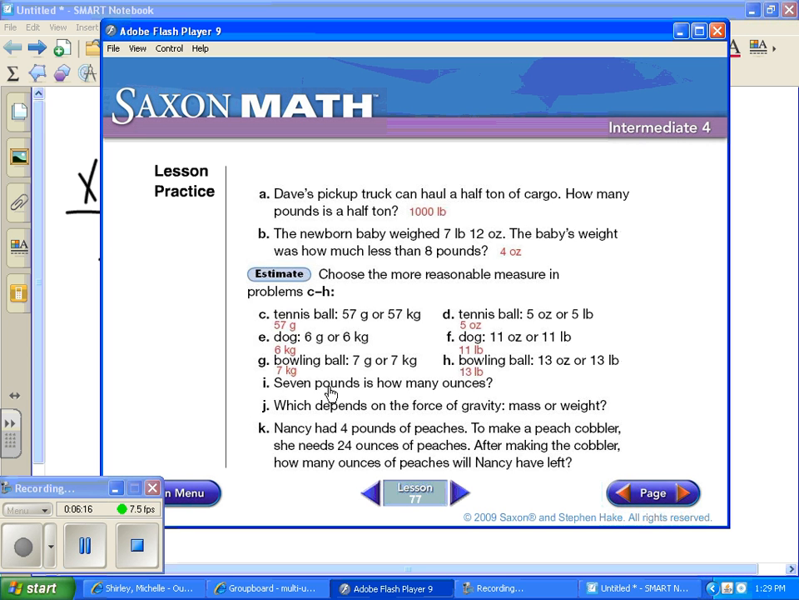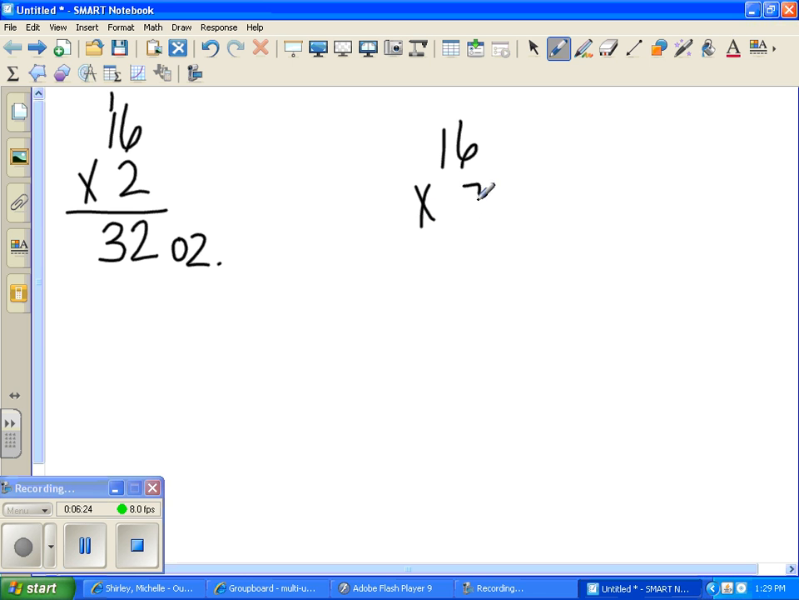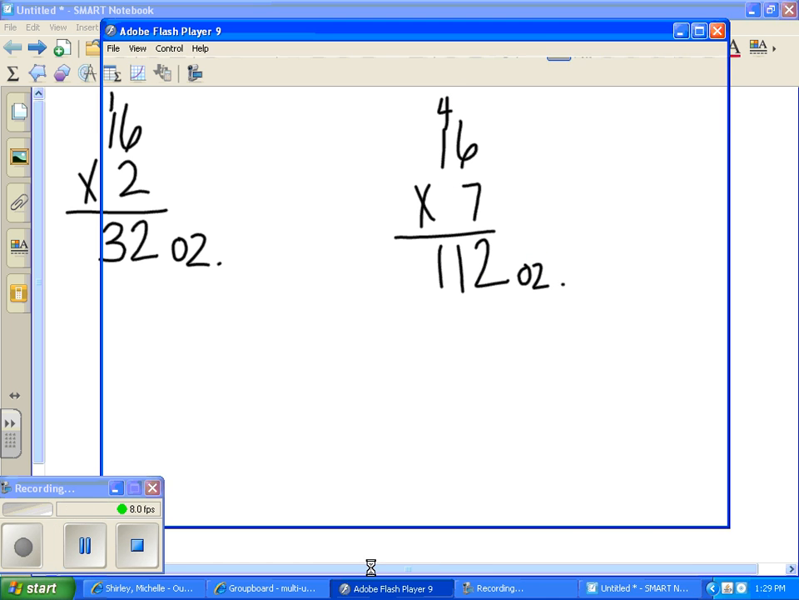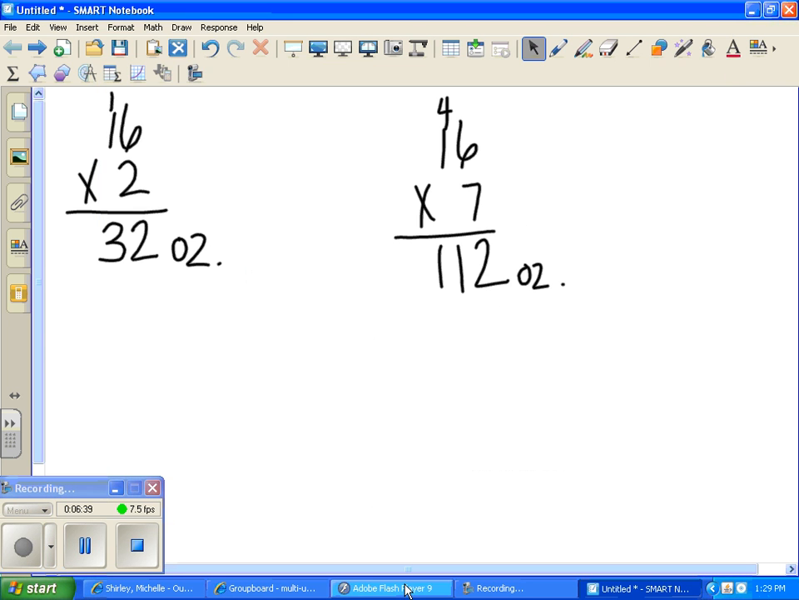Now remember, 1 pound is 16. So to find this, we would have to do 7 times 16. So let's do that real quickly. 7 times 6, 42. 7 times 1 is 7. Plus 4 is 11. And pretty sure we were in ounces. 7 pounds is 112 ounces.